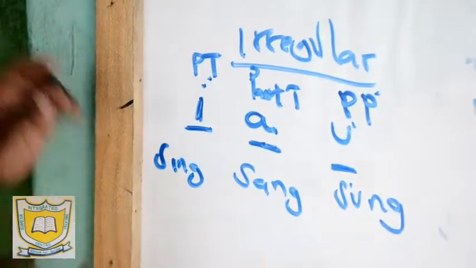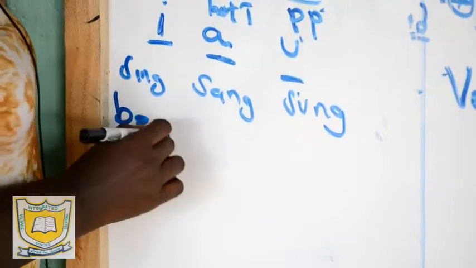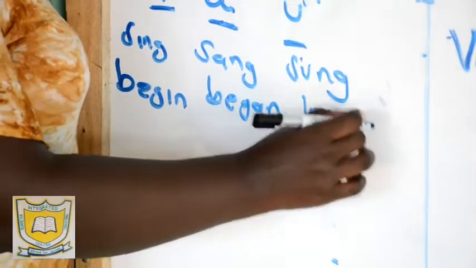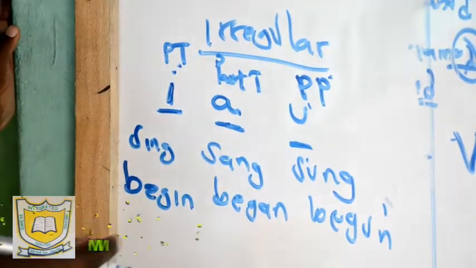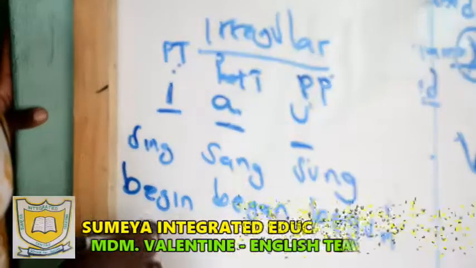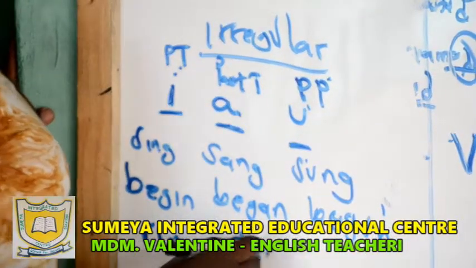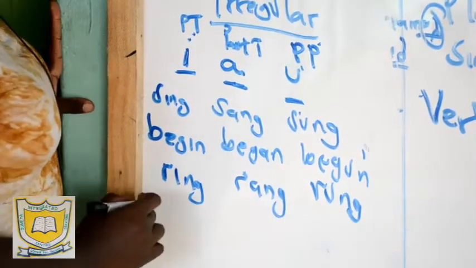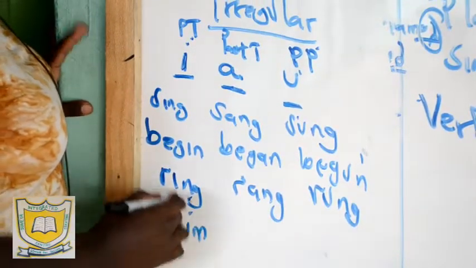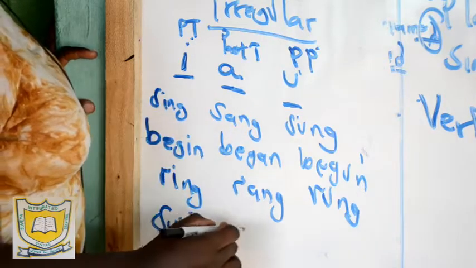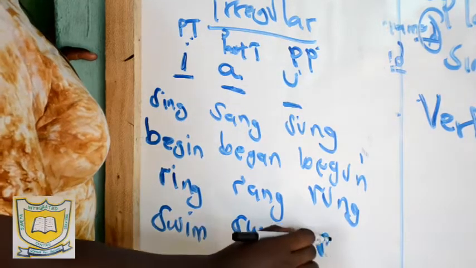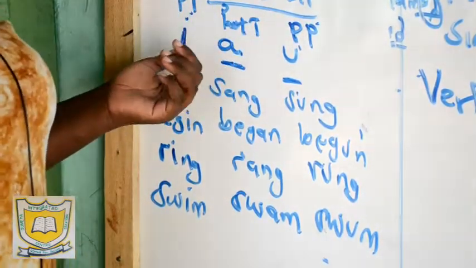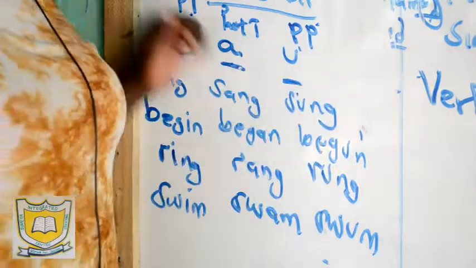You can have begin. For example, my verb is begin, past tense is began with an A, and then past participle is begun with a U. You can also have ring. For example, ring, we can have rang with an A, and then rung with a U. And then you can have swim, past tense becomes swam with an A, then past participle becomes swum with a U. So those are the irregular verbs that change from an I to an A to a U.